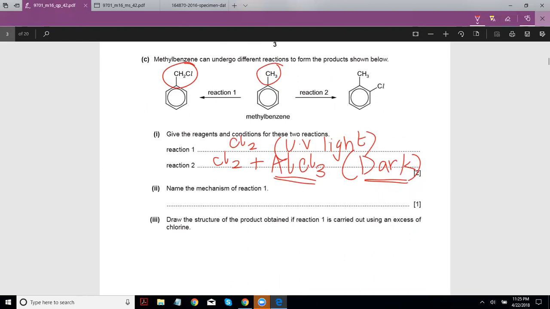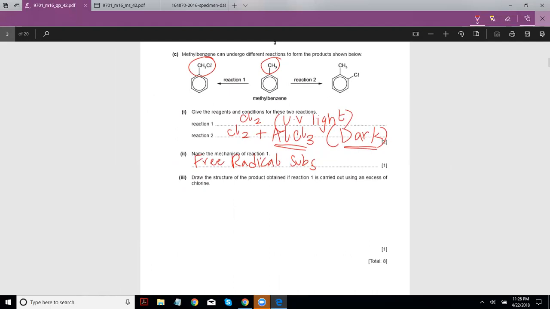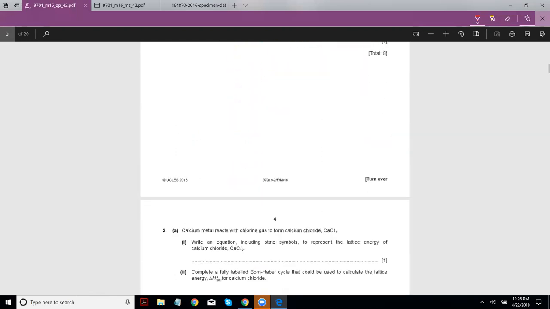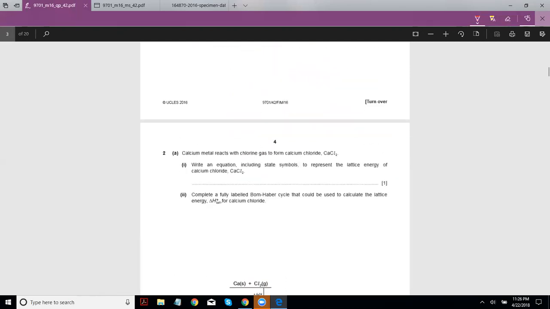Name the mechanism of reaction 1: free radical substitution, FRS. Draw the structure of the product obtained if reaction 1 is carried out using an excess of chlorine. It will just keep substituting all the hydrogens available in that side chain, so it will be CCl3. Is a displayed formula needed? No, this is fine. 1 mark.